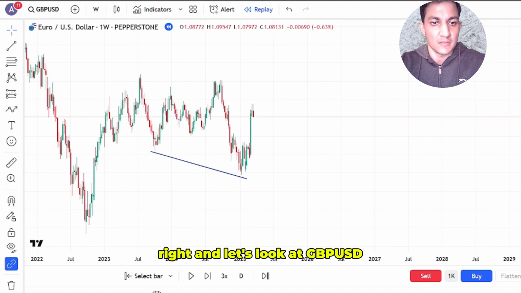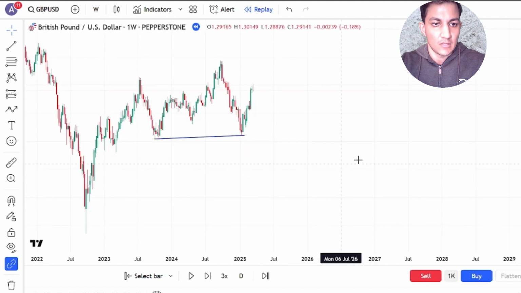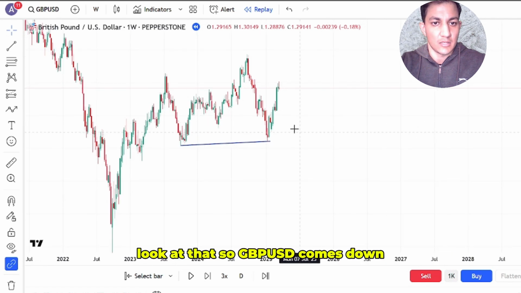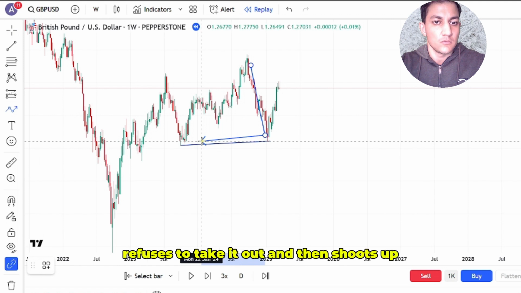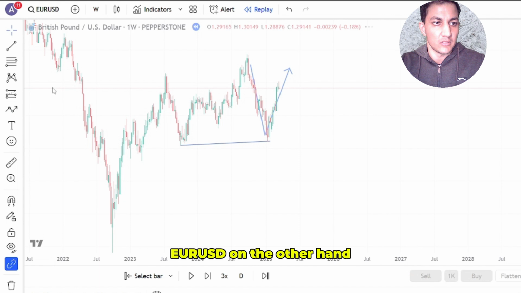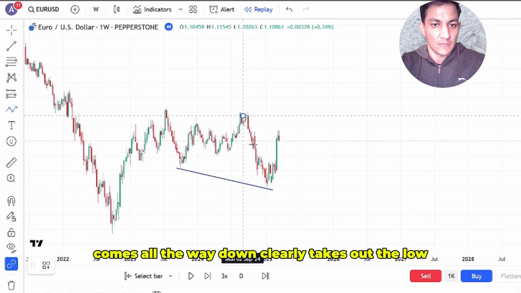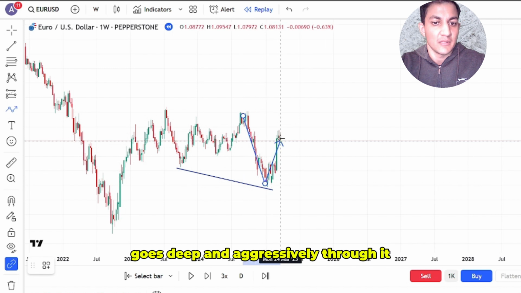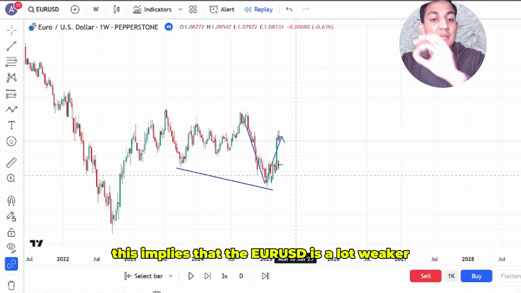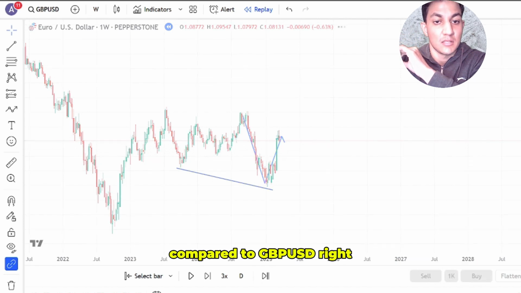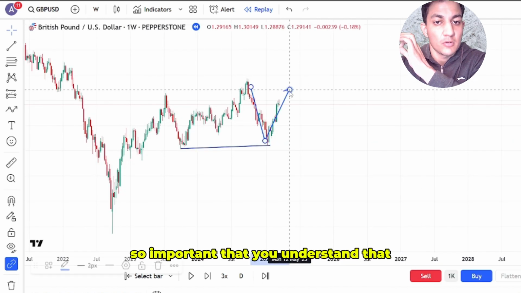And let's look at GBP USD. And you can see I've already marked it out, right? This is the exact same low. Look at that. So GBP USD comes down, refuses to take out the low, refuses to take it out, and then shoots up. Euro dollar, on the other hand, comes all the way down, clearly takes out the low, goes deep and aggressively through it, and then starts to retrace. This implies that the euro dollar is a lot weaker compared to GBP USD. Right? So important that you understand that.